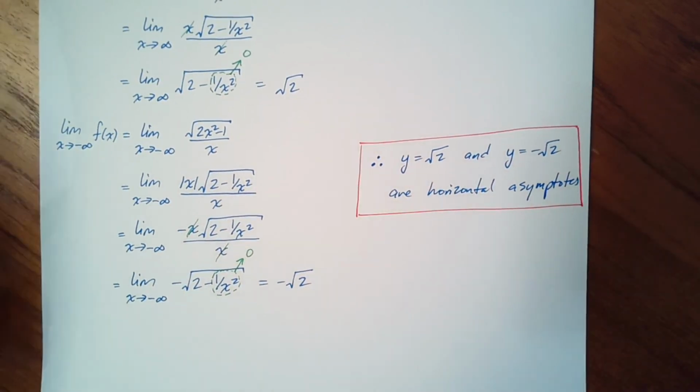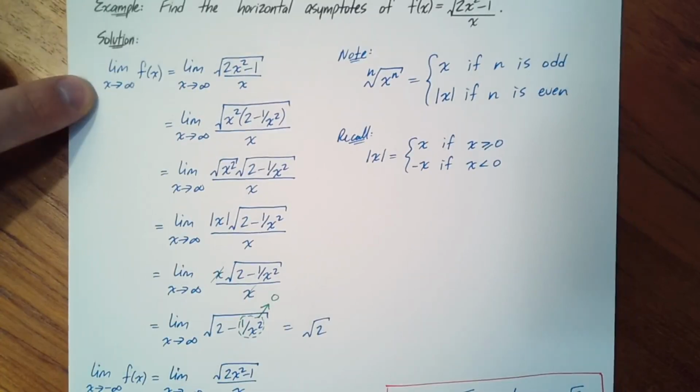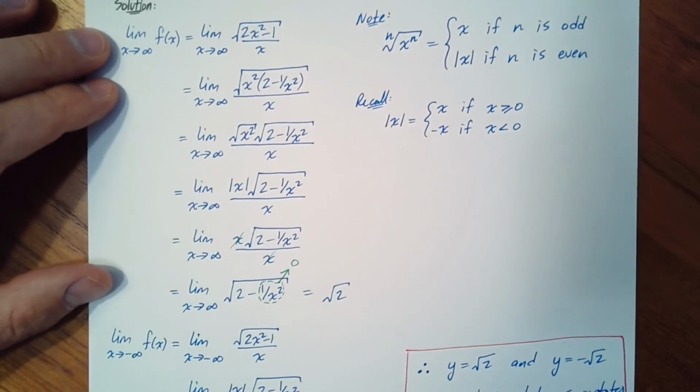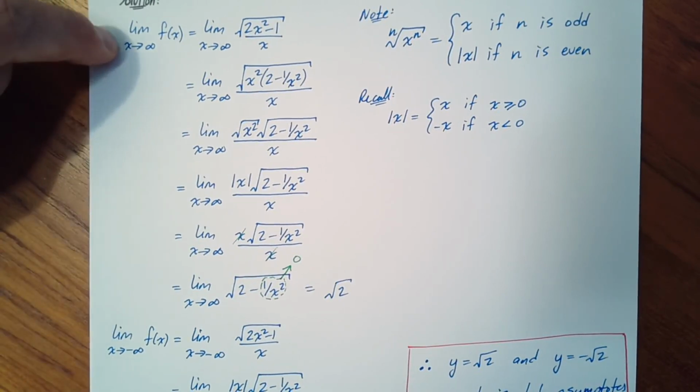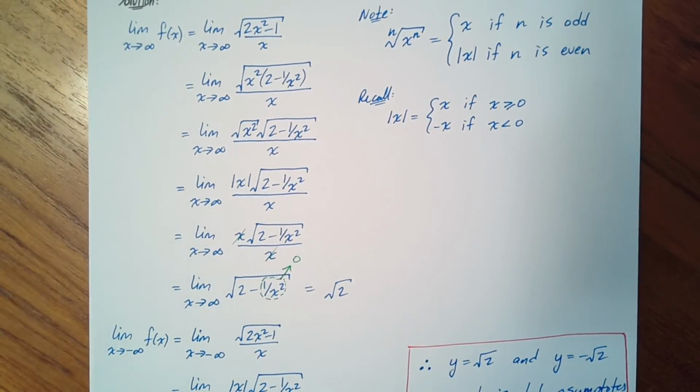So that is an example of a case where if you aren't careful and you forget to calculate one of these, you'll miss one of your horizontal asymptotes and you'll only get half the story. So make sure to check in both directions if you're asked to find all the horizontal asymptotes of a function.